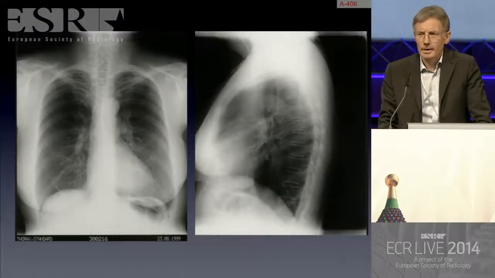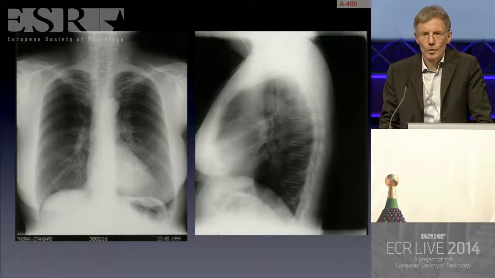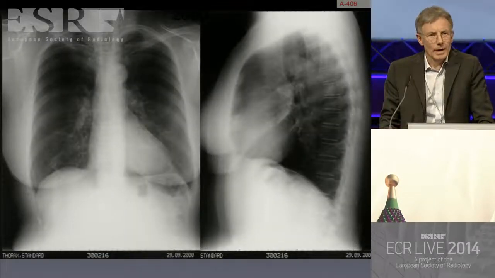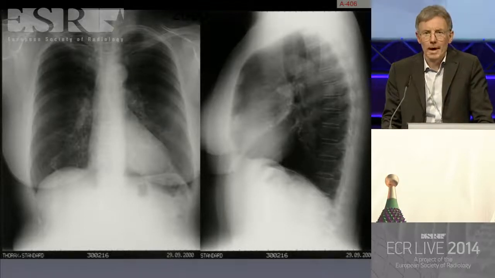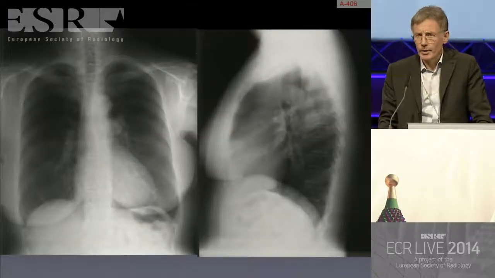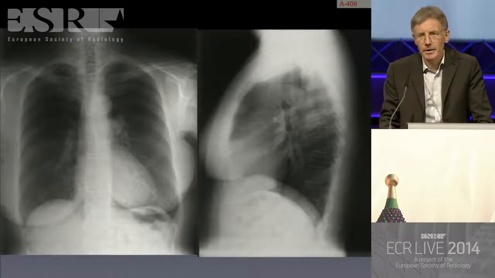This is the 1999 chest X-ray, reported as normal. This is the 2000 chest X-ray, reported by the same radiologist, comparing the film with the previous one. This was reported as normal. And this is the 2001 chest X-ray, again reported by the same radiologist, comparing the chest X-ray to the previous film and reporting it again as normal.